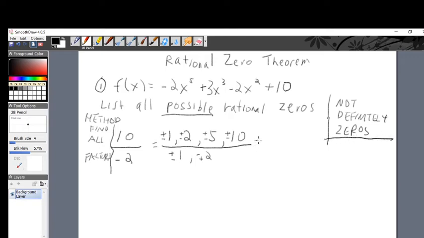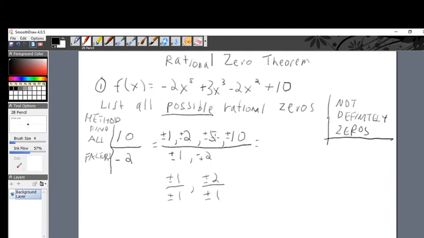Okay, once you have the complete list, now you take the top and match all of them with the 1. The 1 with the 1, 2 to the 1, 5 to the 1, and 10 to the 1. So let me put it on the next line so you can see it clearly. What we have to write over here is plus or minus 1 over plus or minus 1. Okay, that's 1. Then plus or minus 2 over plus or minus 1, right?